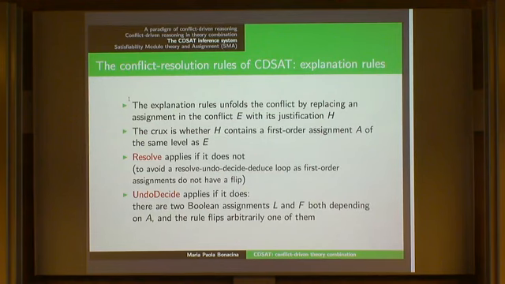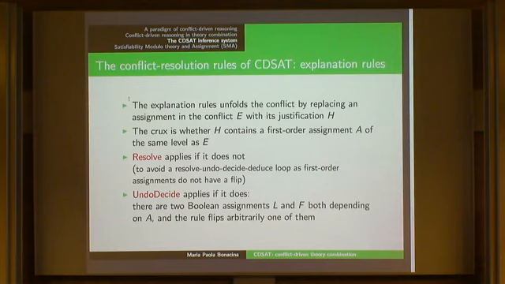But we also have 2 other rules to deal with conflicts that are the explanation or unfolding rules. For these rules, the idea is that we have the conflict, which is a bunch of assignments that cannot be all together. So we unfold the conflict by replacing an assignment in the conflict with its justification. Now, the crux here is whether the justification that we bring in contains a first-order assignment of the same level of the rest of the conflict or not.